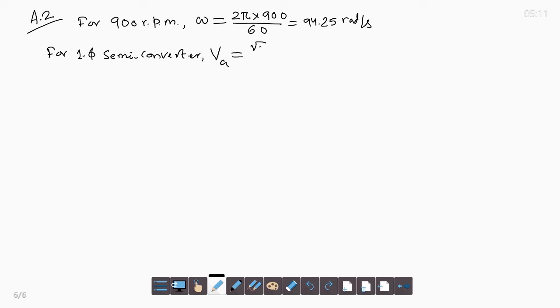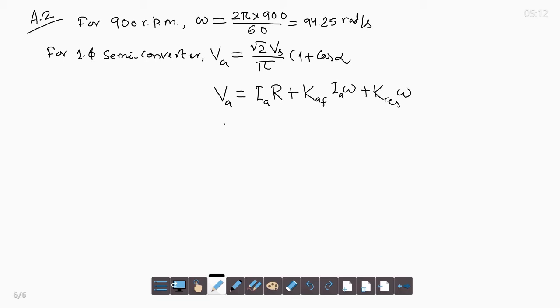Now, for single phase semi converter, which is there in the question, output voltage of the converter VA is, motor current is continuous, so, root 2 Vs by pi 1 plus cos alpha. Here closing bracket is missing, and for DC series motor you have VA equals to IA total resistance plus Kf IA omega plus K residual into omega, where KAF is Ka into Kf and K residual is K into phi residual.